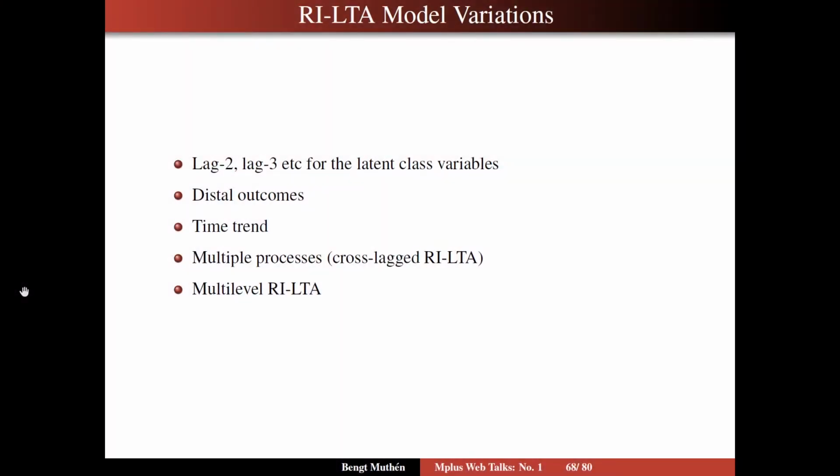On slide 68, we turn to model variations on the random intercept latent transition analysis theme. There are many such model variations and model extensions that are possible in the framework that Mplus provides. For instance, standard LTA typically assumes and works with only lag1 models for the latent class variables. So if you have 3 time points, the latent class variable at time 2, C2, is regressed on C1, C3 is regressed on C2, but C3 is not regressed on C1.